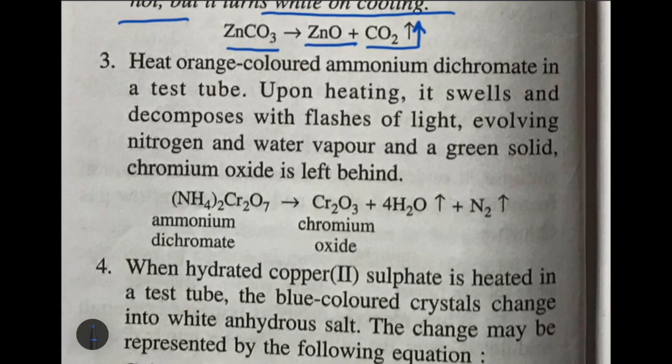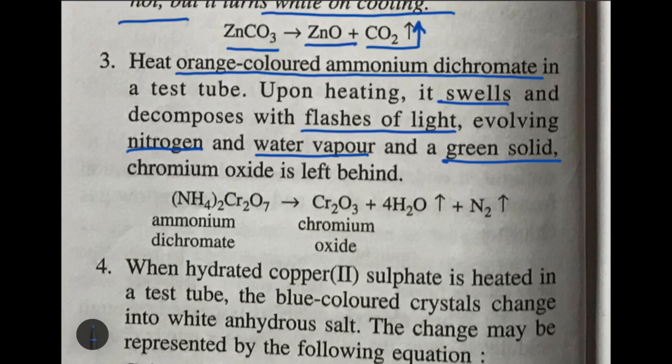We take an orange colored compound which is ammonium dichromate in a test tube. Now when we heat it, it swells, means it becomes bigger in size. Okay, and decomposes, means it will break down with flashes of light. And what does it give out? Nitrogen and water vapor and a green colored solid. Children, please remember, what is the green colored solid? It is chromium oxide that is left behind.